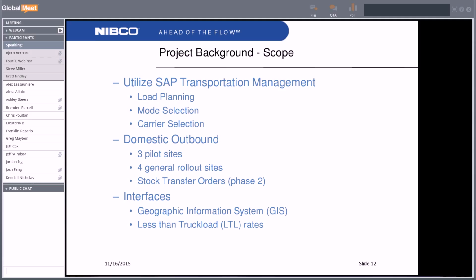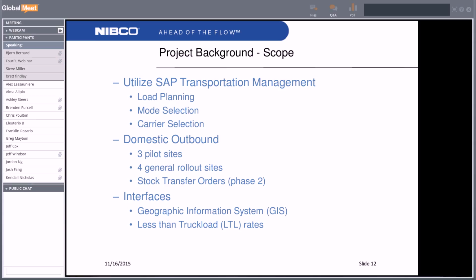We also opted to limit our initial scope to domestic outbound only. This allowed us to focus on 7 NIBCO sites, so we would be able to get the system up and running. Within these sites, we further broke them into 3 pilot sites used to build out the system and 4 general rollout sites, where the functionality would be extended to the other NIBCO locations.